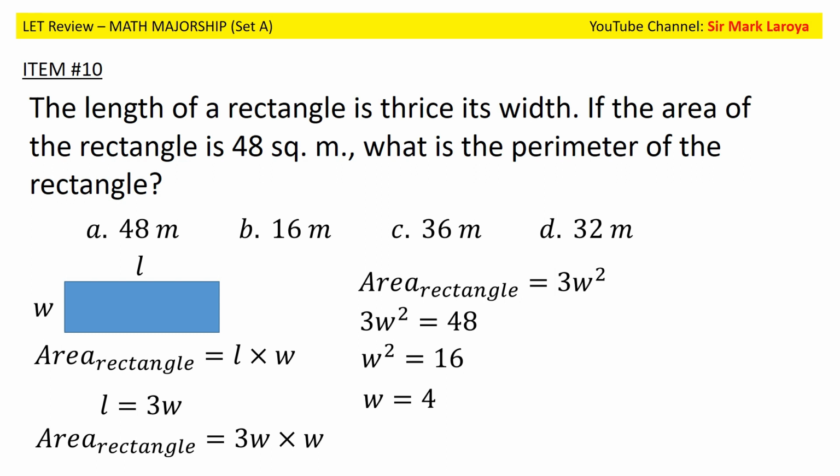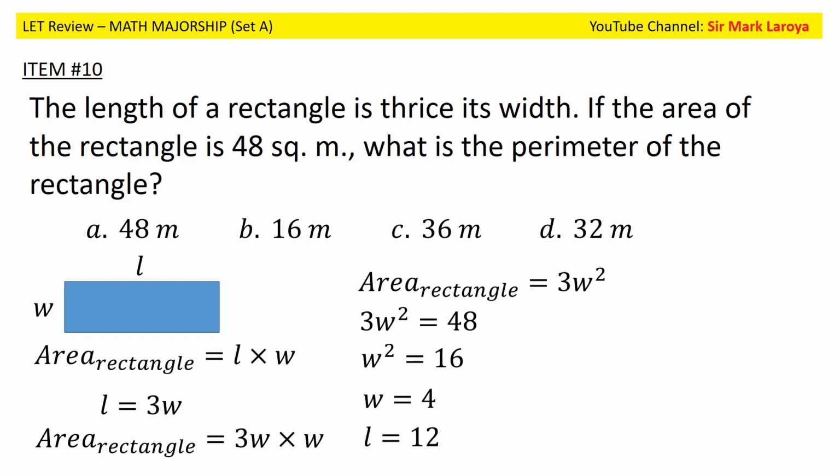So 4 is the measurement, or 4 meters yung haba ng ating width. So we can say that the length, which is 3 times the W, so that is 3 times 4, the length now is equal to 12 meters.